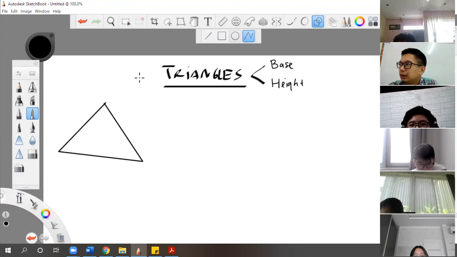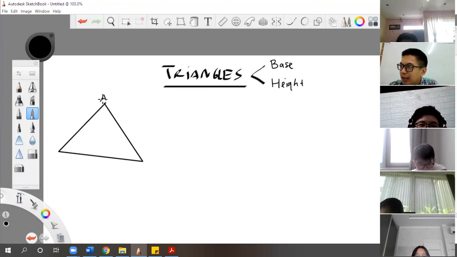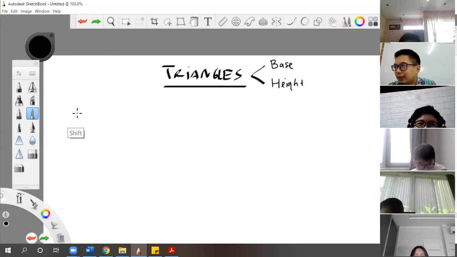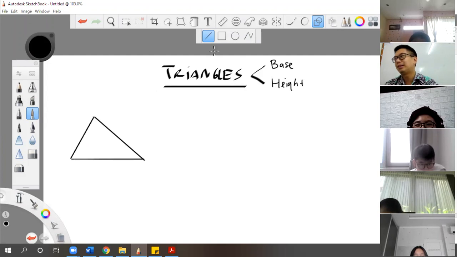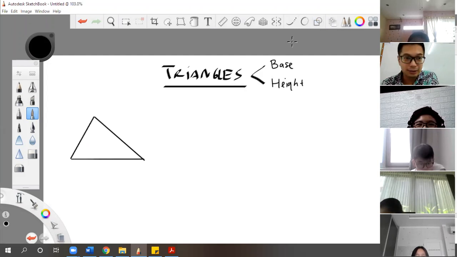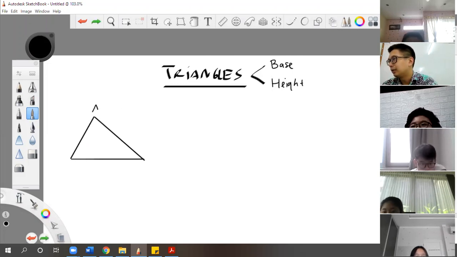Here we go. Let's say this is A. Wait, I think I need to put it in the proper position. Scalene triangle, there you go. This is scalene, no equal sides. There's no equal sides. This is A, and then this is B.